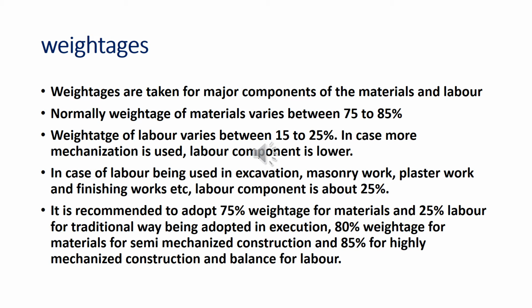In general, and traditionally, it was considered that 75% weightage was given for materials and 25% for labor, but nowadays 80% weightage is given for materials and 20% for labor in the CPWD cost index analysis also. But it may vary from work to work and place to place, depending on whether mechanization is being used or not. But in general, this varies as we have discussed.